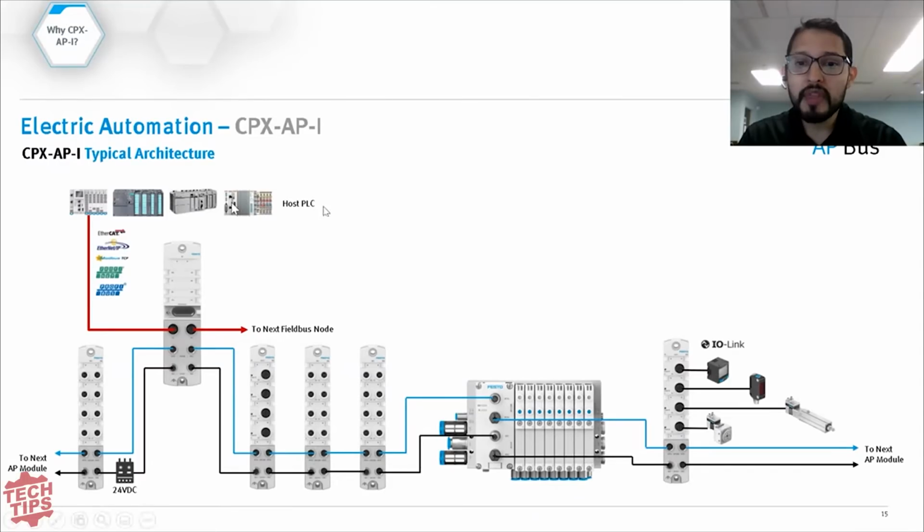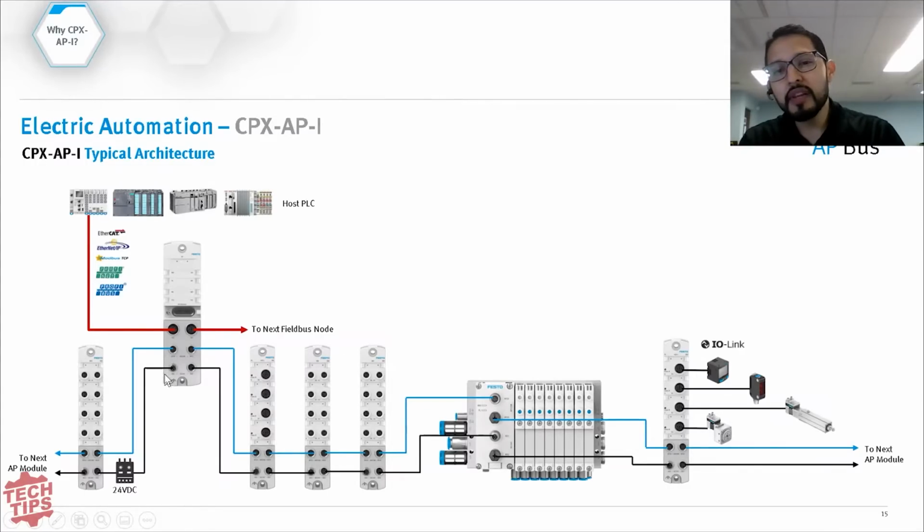So now from this module, what I do is I branch out to several other different modules, which can be digital I/O modules, analog input modules, and even valve manifolds like I'm showing here, and also IO-Link. So this is an IO-Link master module, okay?